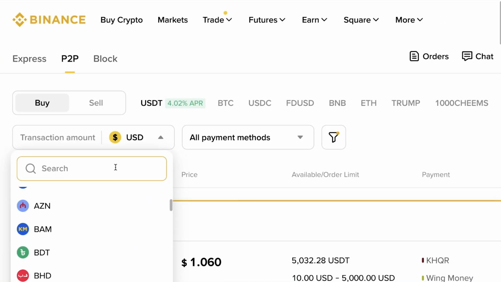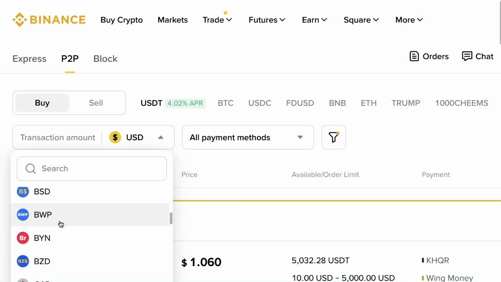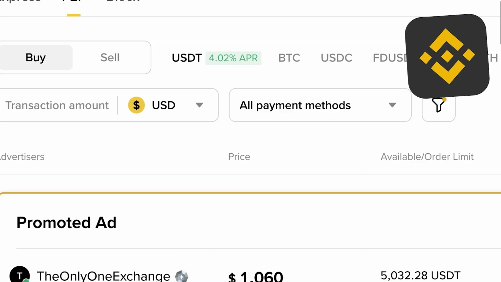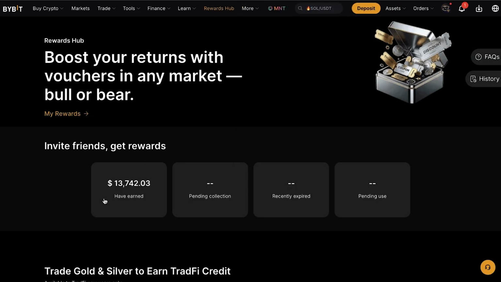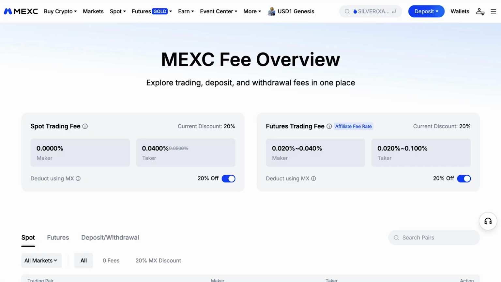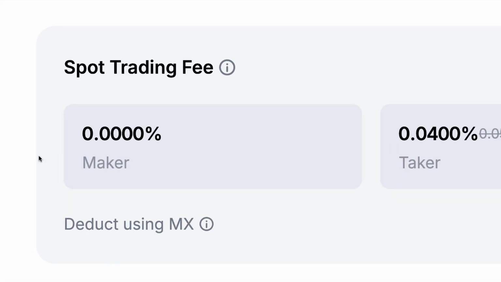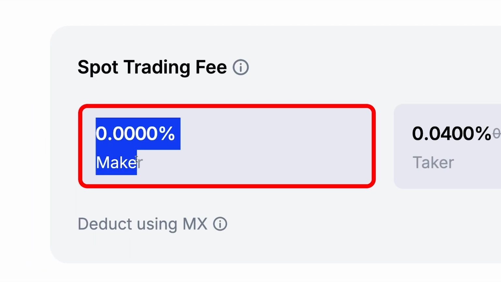Now you will learn how to trade Forex on Binance and also on other platforms that provide additional benefits such as better rewards or lower trading fees all the way to 0%.